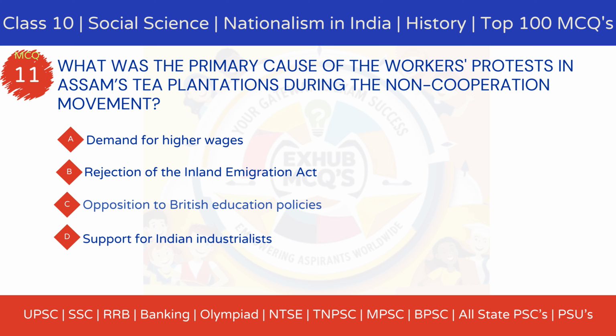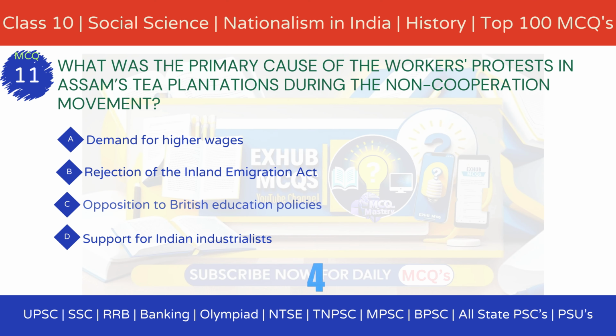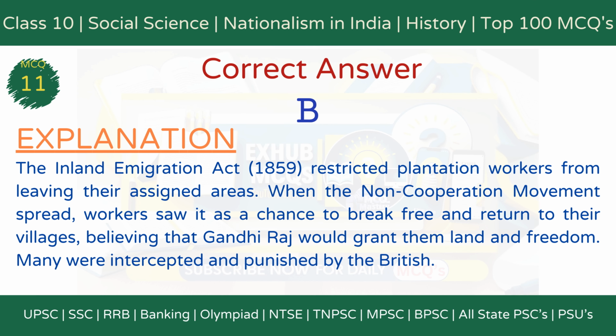Option A, demand for higher wages. Option B, rejection of the Inland Emigration Act. Option C, opposition to British education policies. Option D, support for Indian industrialists. The correct answer is option B, rejection of the Inland Emigration Act.